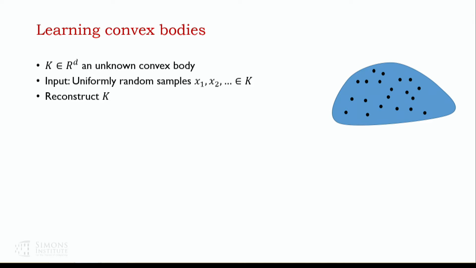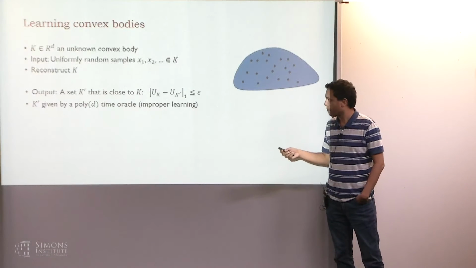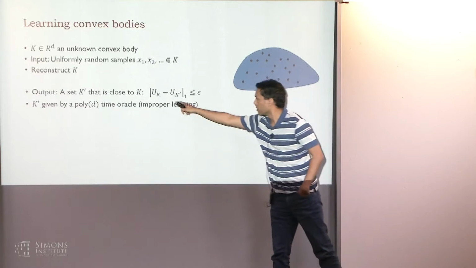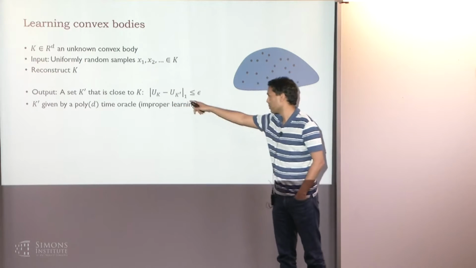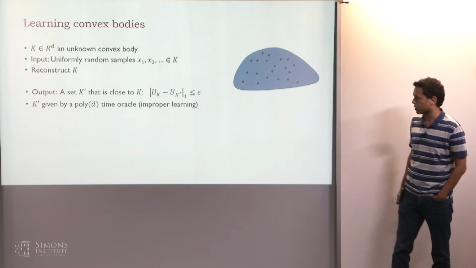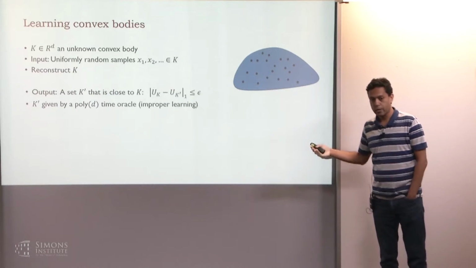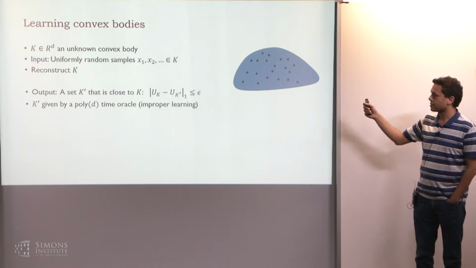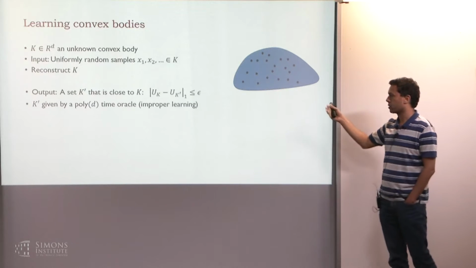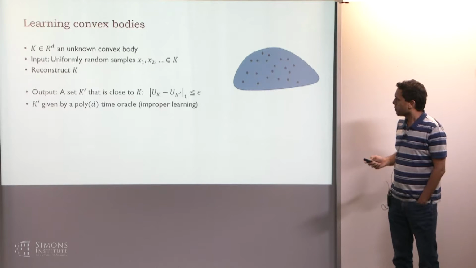So let me make this more precise, what I mean by this. Our output is a set K prime that is close to K in the following sense. U sub K is the uniform probability density on K, and U sub K prime is the uniform probability density on K prime, and they are close in L1 distance, a very natural notion. And we allow improper learning. So K prime is given by a poly(d) time oracle. So given any point x, the oracle tells you in poly(d) time whether x is in K prime or not. So it could be a neural net or polynomial threshold function or anything. Okay. So that's the problem.